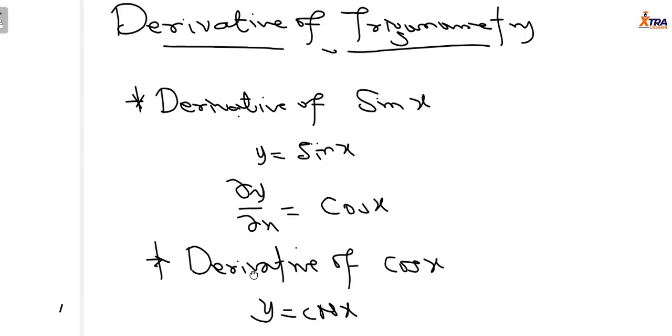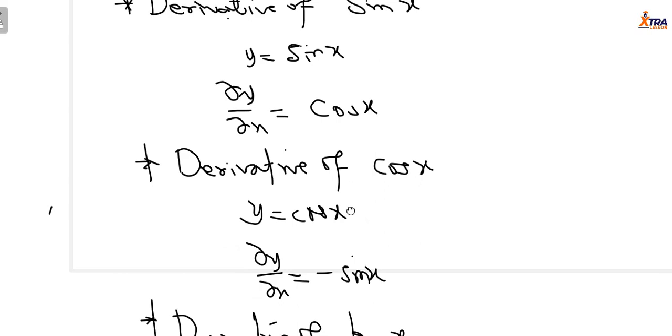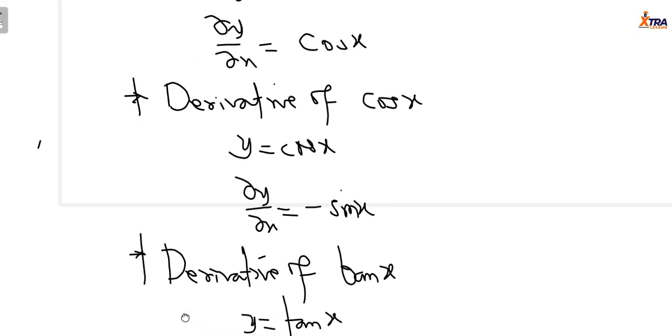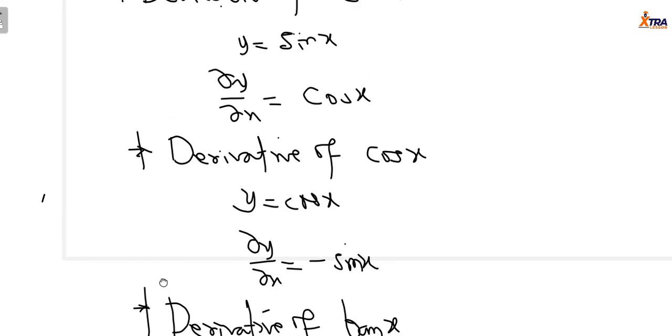So note, sine x will give us cos x. Cos x will give you what? Minus sine x. And tan x will give us what? Sec square x. So these are things that you have to know. If you don't know this now, you can't solve any questions on derivatives of trigonometry, because you have to know and put that in your brain that sine x will give you cos x, cos x should give you minus sine x, and tan x will give us sec square x.